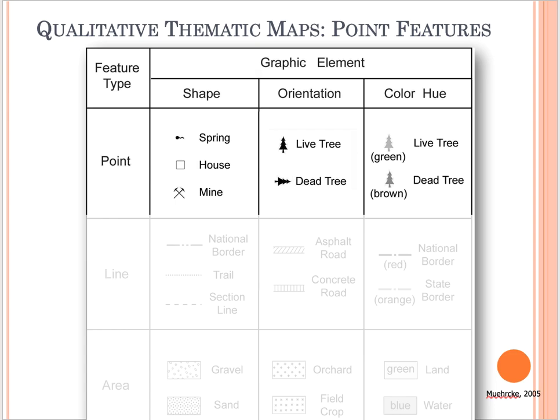So for qualitative thematic maps, they are shown as point features. So for point features, we could see different types of shapes of the points. So here we have spring, house, or mine. And then for orientation, we have either a live tree or a dead tree. And for color hue, we can use colors to show us the difference between a live tree and a dead tree. So green for a living tree and brown for a dead tree.